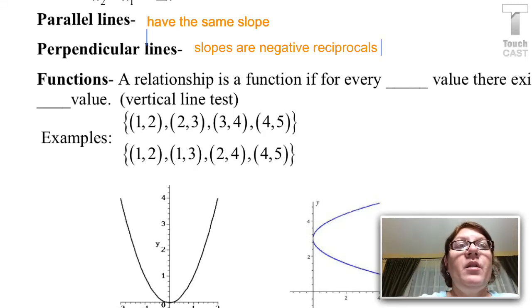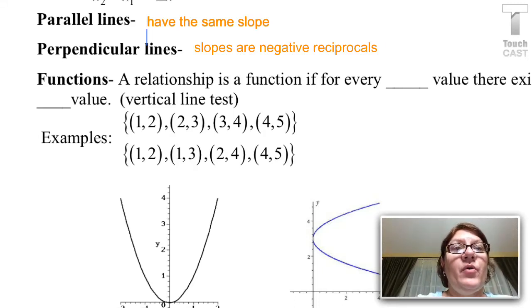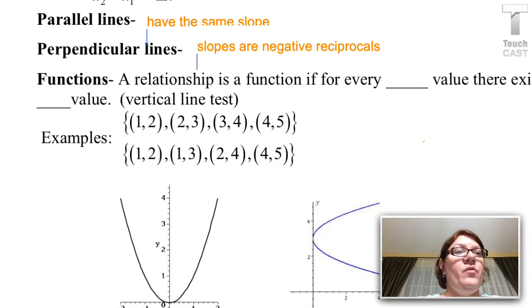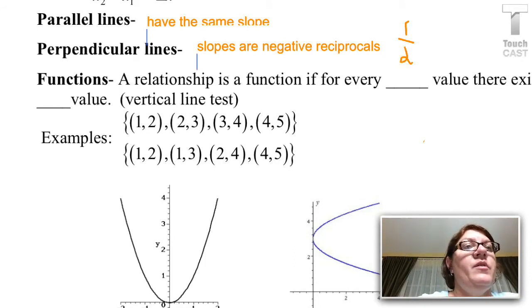Okay, so parallel lines, you should probably remember, have the same slope, while perpendicular lines have slopes that are negative reciprocals. So for example, if you know the slope of one line is 1/2, then the slope of the second line would be -2 over 1, or just -2.